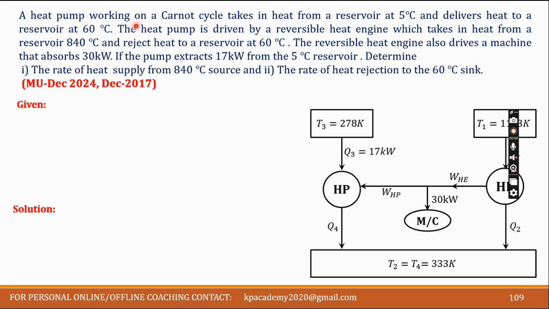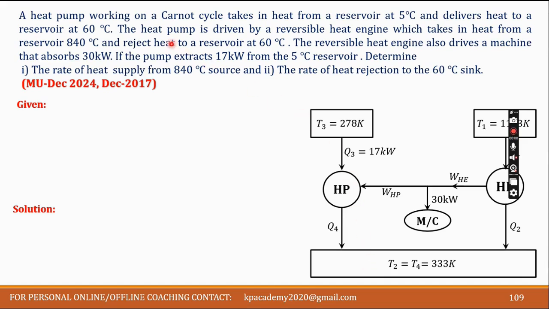A heat pump working on Carnot cycle takes in heat from a reservoir at 5 degrees Celsius and delivers heat to a reservoir at 60 degrees Celsius. So there is a heat pump over here, which receives heat from the reservoir at 5 degrees Celsius and rejects it to the 60 degrees Celsius.